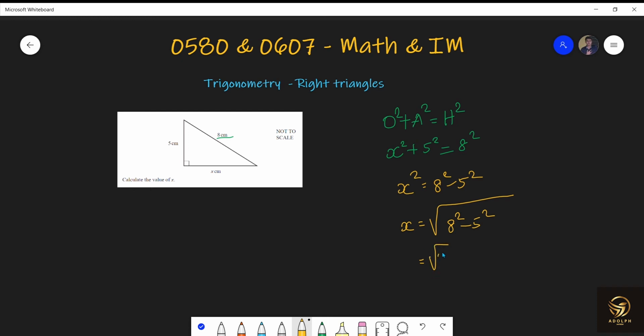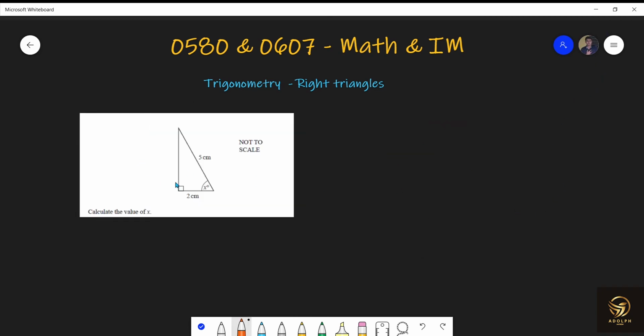I'm getting root 39 is nothing but 6.24. I can write that in three significant figures. So the x value we are getting is 6.24. This is what we are going to solve next.